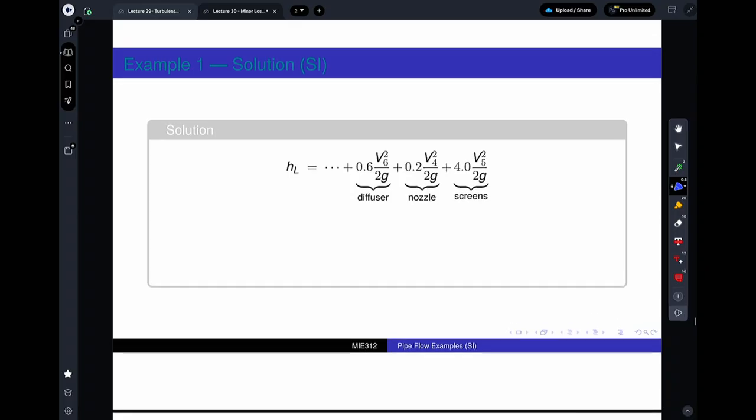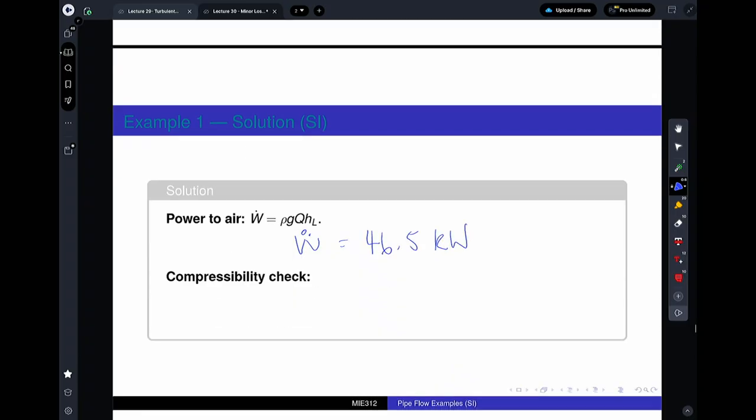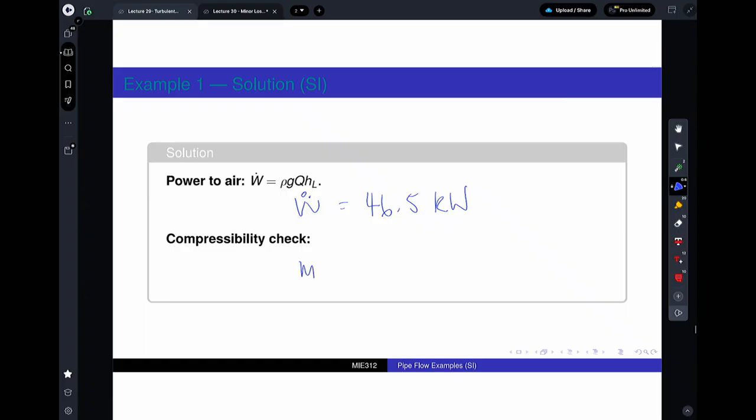So HL is 170.9 or 7 meters. Delta P is rho G HL, which is 2.1 times 10 to the third pascals. Calculating power, 46.5 kilowatts. We have very large fans and motors.